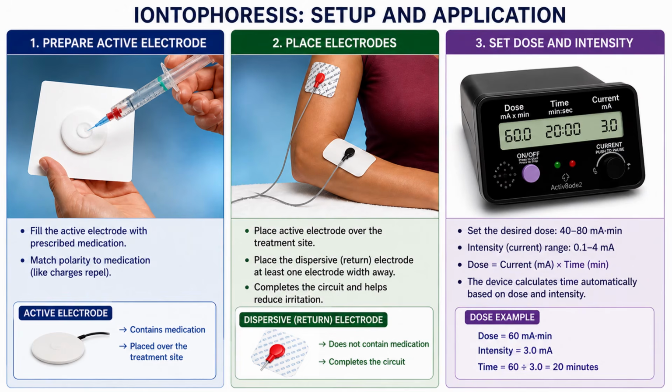The dispersive or return electrode is then placed at least one electrode width away to complete the electrical circuit and help distribute the current. Finally, set the treatment dose and intensity. A typical dosage ranges from 40 to 80 milliamp minutes, with treatment intensity commonly between 0.1 and 4 milliamps, depending on patient comfort and electrode size.